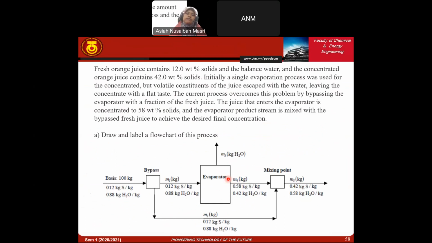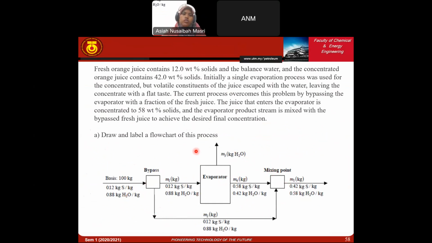Okay. Here is our flowchart. Compare yours with this. Is it right or wrong? Okay, now we have an evaporator. We have a mixing point. We have a bypass. How did we end up with this?